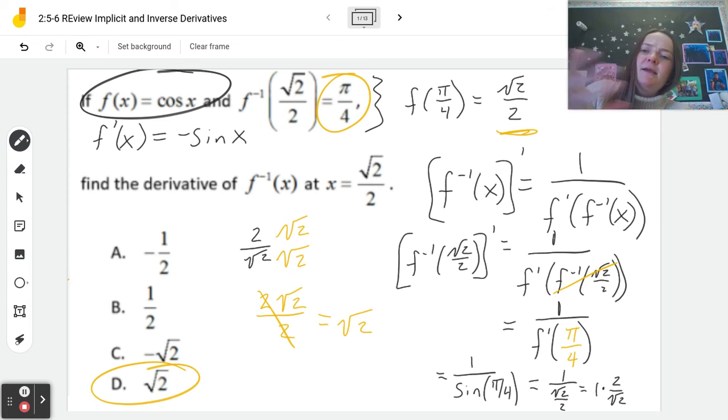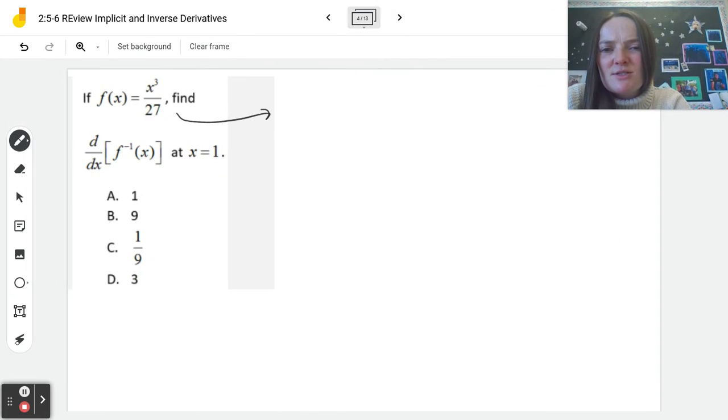But something like f of x is equal to cosine of x, taking the inverse would have been more challenging in that situation. So it's usually your best bet to use the formula, but if you can take the inverse, take it. So I'm going to find f inverse.